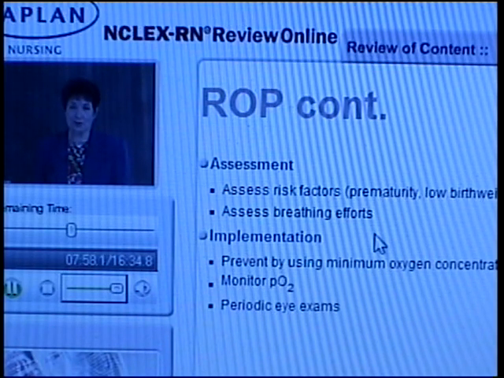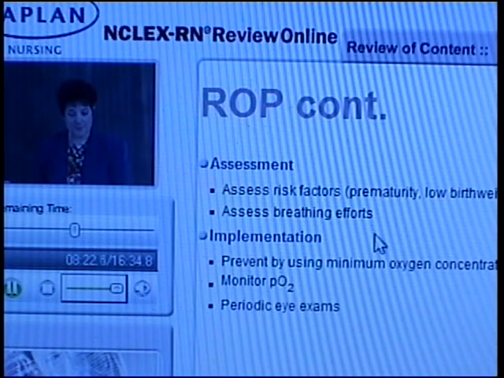They may use a scleral buckling procedure, and vitrectomy is used if there is a retinal detachment present. Essentially, the type of nursing care you will do for an infant with ROP is you want to prevent the problem by using minimal oxygen concentrations. You will monitor the infant's PO2, and the infant will undergo periodic eye examinations.